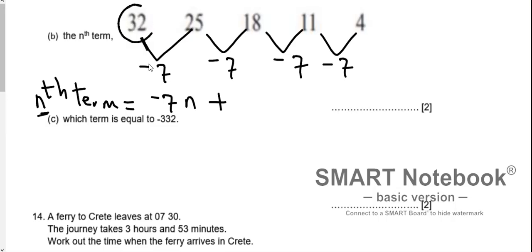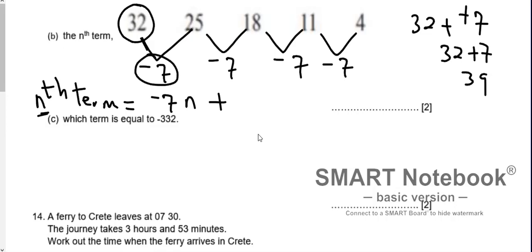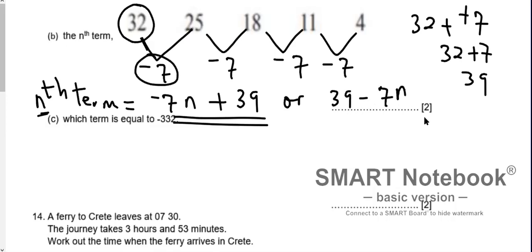You take this number minus that number. So 32 minus -7. So this will turn into positive. This will be 32 plus 7. This will be 39. So plus 39. So this is your nth term. Or you can also write your nth term as 39 minus 7n. This is also your nth term.